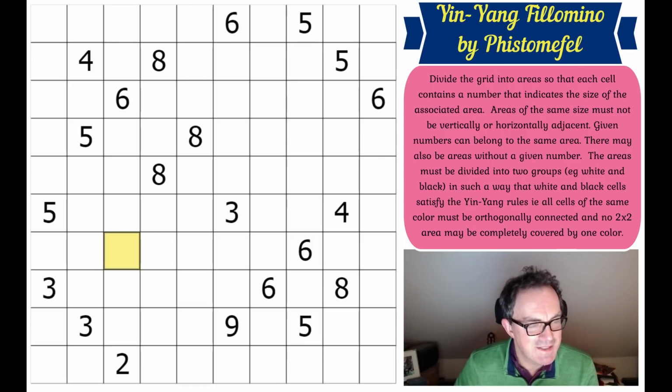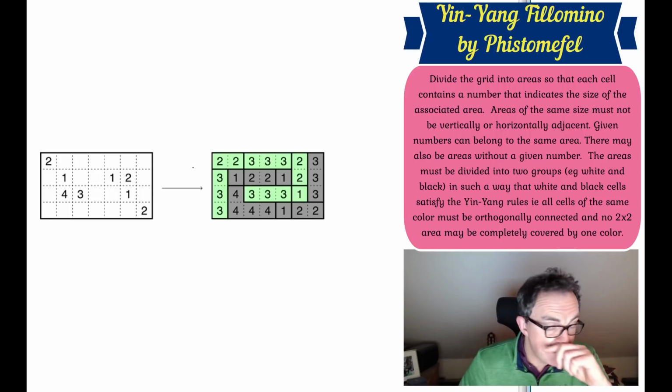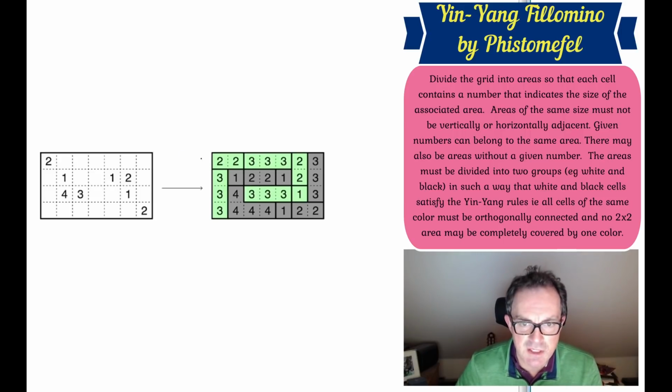Right, so the white and black cells satisfy the Yin-Yang rules. What does that mean? It means that all cells of the same colour must be orthogonally connected, and no 2x2 area may be completely covered by one colour. Now, we have got an example here which Phistomefel has created on a smaller grid. So I'm just going to take a few seconds to have a look at this and get my head around it. So it might be a good idea for you guys to do the same.